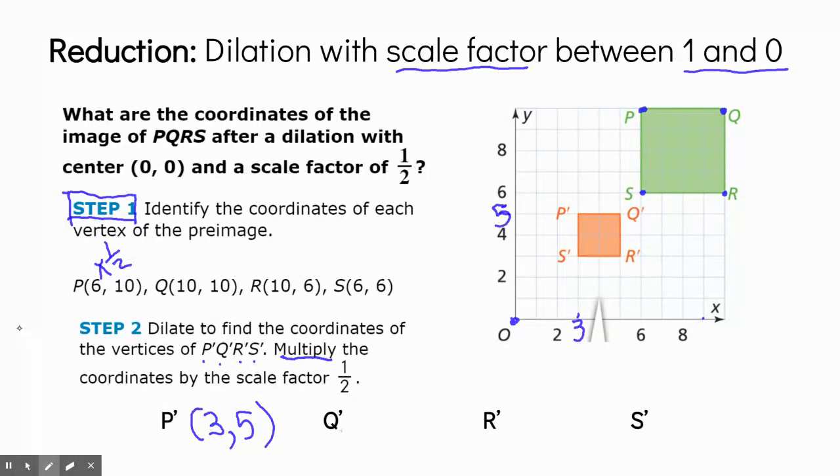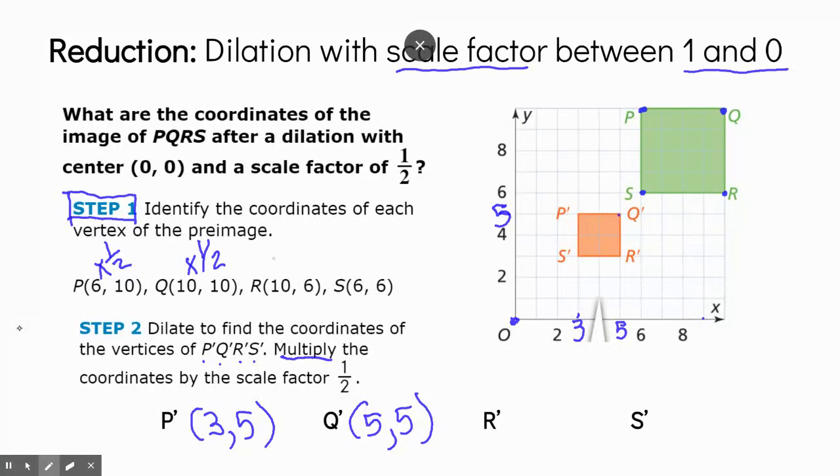3, 5. Q prime. Multiply that by a half. Half of 10 is, whoop, not 10. I'm getting excited. Is 5. And half of 10 is 5. So let's confirm that on here. There's Q prime. It is indeed at 5, 5.